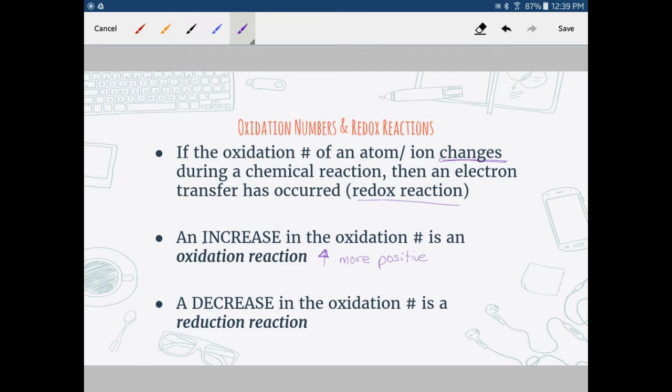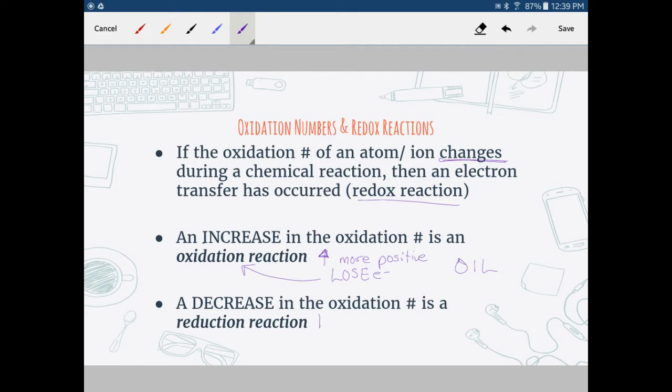If we're becoming more positive, I can never gain protons, but I can lose electrons. So because I'm becoming more positive, I'm losing electrons, which means I'm oxidizing. Okay, remember this is our oil component or our Leo component.